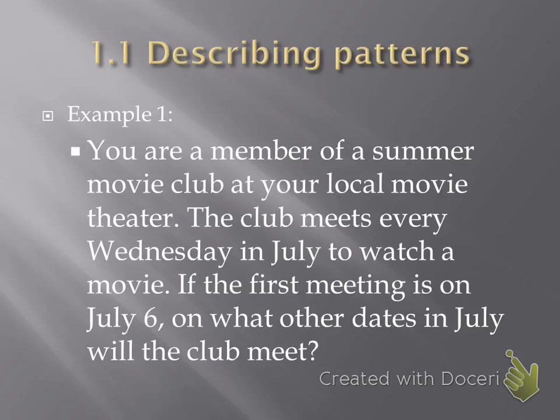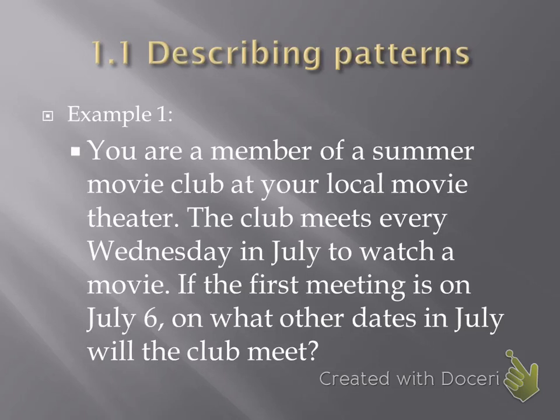Okay, in example 1, it says you're a member of a summer movie club at your local movie theater. The club meets every Wednesday in July to watch a movie. If the first meeting is on July 6th, on what other dates in July will the club meet? Okay, well, there's a couple things here that I can figure out in order to figure out what the pattern is going to be. The first one is that the first meeting is on July 6th.